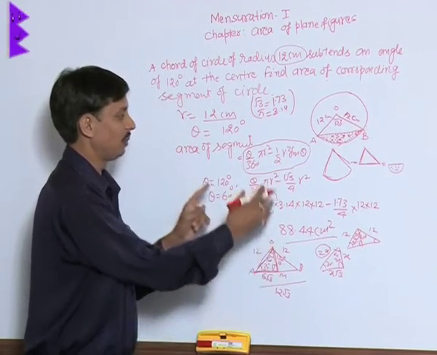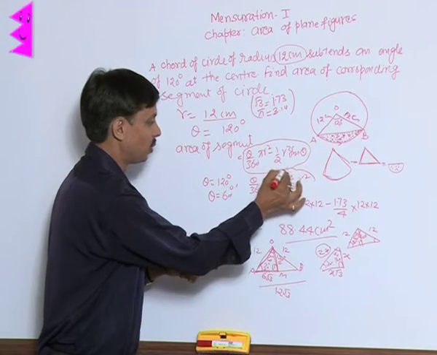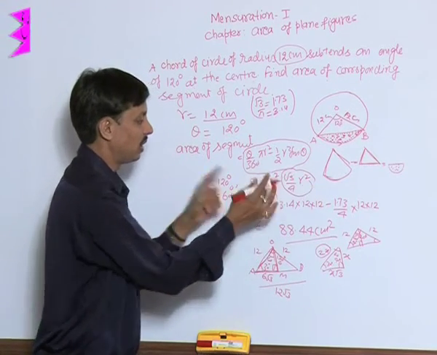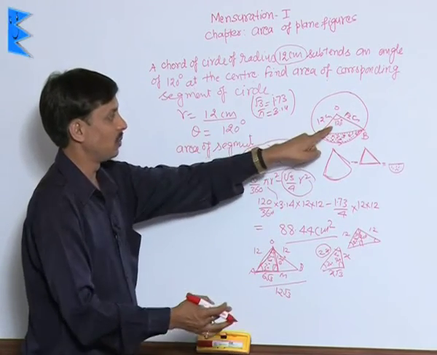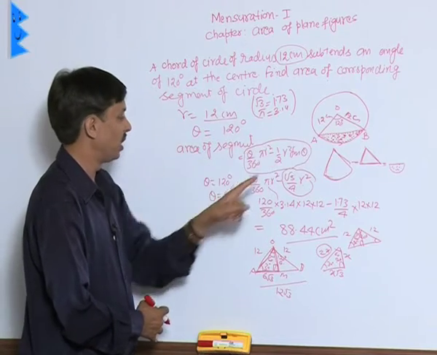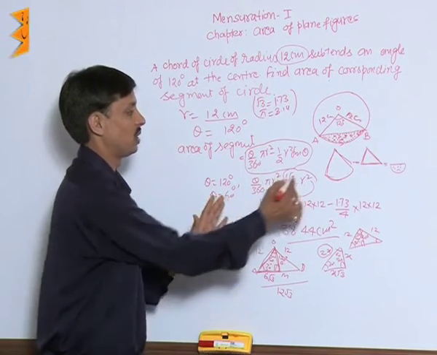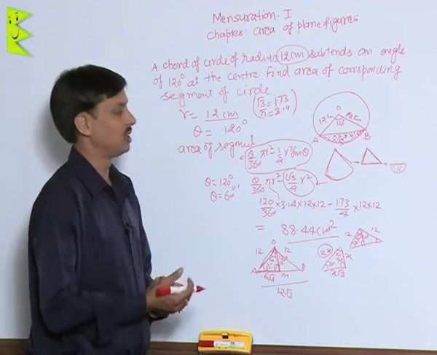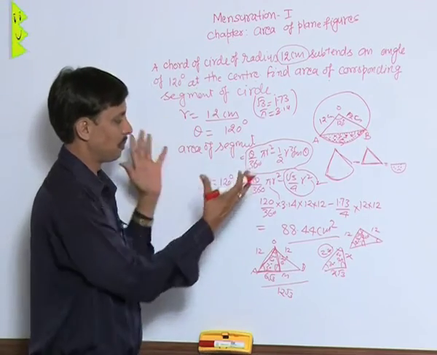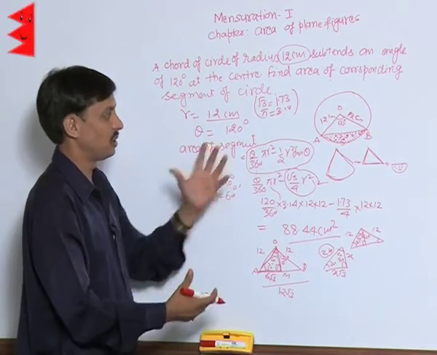The same approach can be applied to understand why the area of the triangle, when the central angle in a circle is 120 degrees or 60 degrees, comes to be root 3 by 4 r square, the same in both cases. So this is the method for calculating the area of a segment.